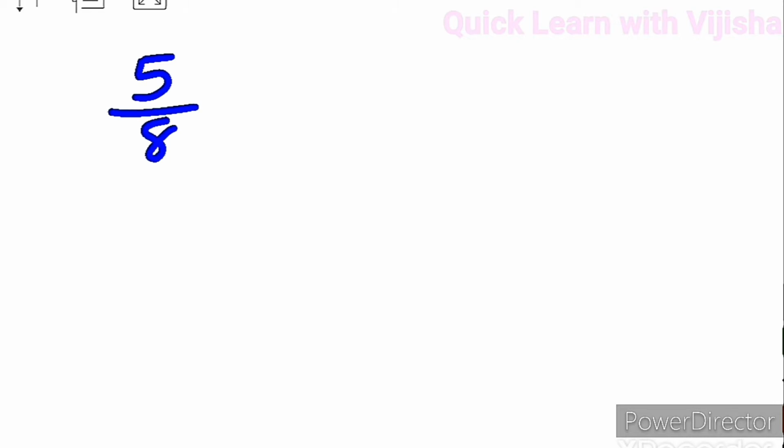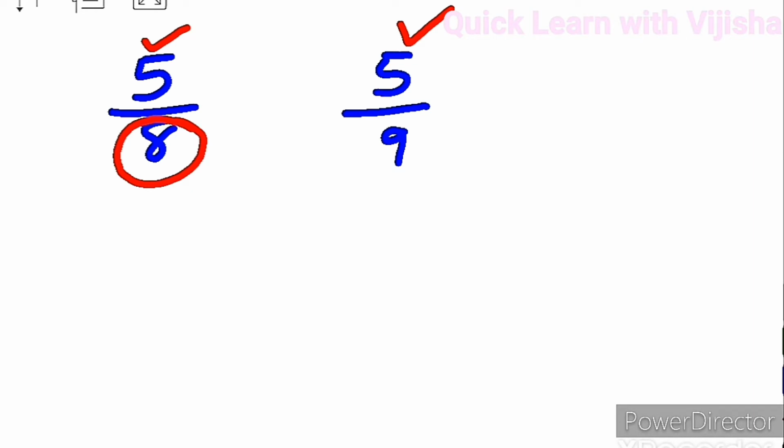5 upon 8 and 5 upon 9. Here also denominators are different. You can solve it directly. Here the numerators are same. See, 5 and 5. Numerators are same. So the smaller number will be the greater fraction. What I am telling? Comparing 8 and 9, 8 is a smaller number and numerators are same. So when numerators are same, the smaller denominator will give the greater fraction. Understanding? Let's see one more example to clear it.